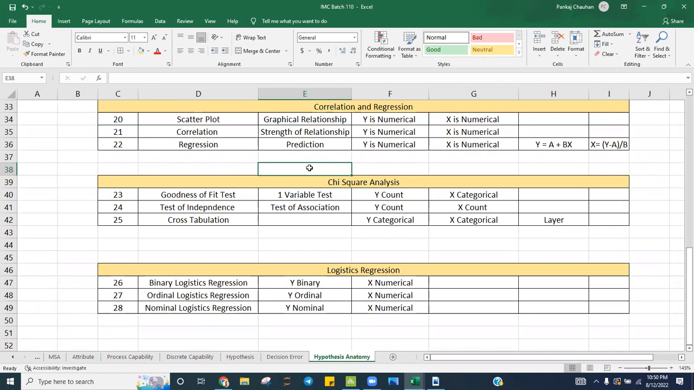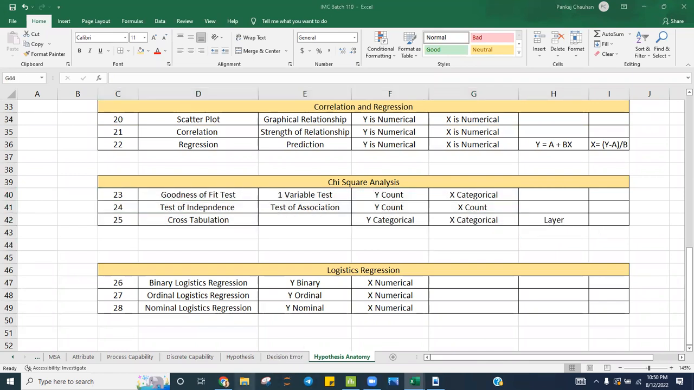This is the way black belt is. It's designed like this. So we need to learn all kinds of analysis. I will be taking an example of all the analysis.